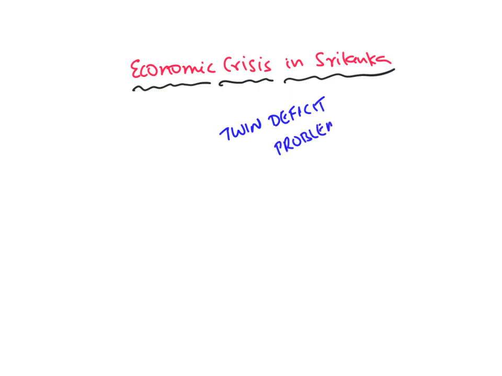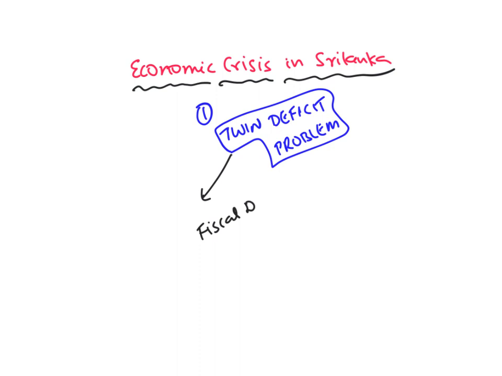What is this twin deficit problem? As the name suggests, twin deficit, which means deficit in two different areas. What are the two different areas? One is fiscal deficit, the other one is current account deficit. So Sri Lanka is currently facing deficit in both these accounts. Let's try to understand both of them one by one.